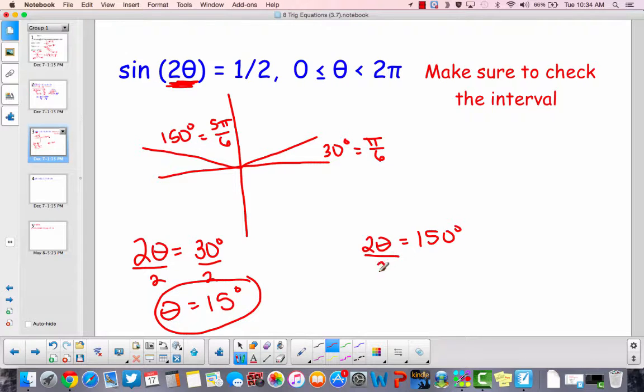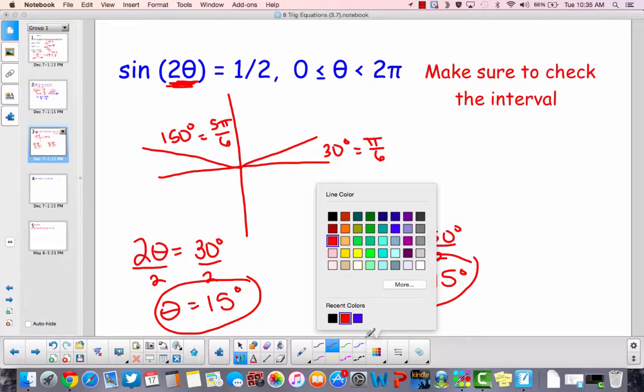Same thing here. Solve for theta. We get theta equals 75 degrees. We'll plug it back in. 2 times 75 degrees is 150. Is the sine of 150 degrees 1/2? Yes. So that works. Now, I made this little note up here. It says make sure to check the interval.